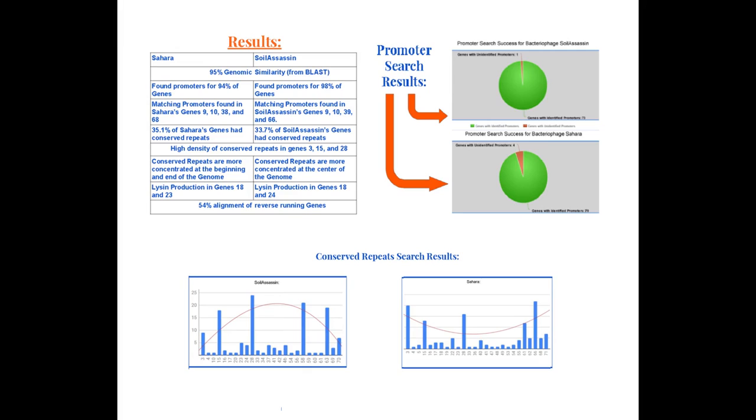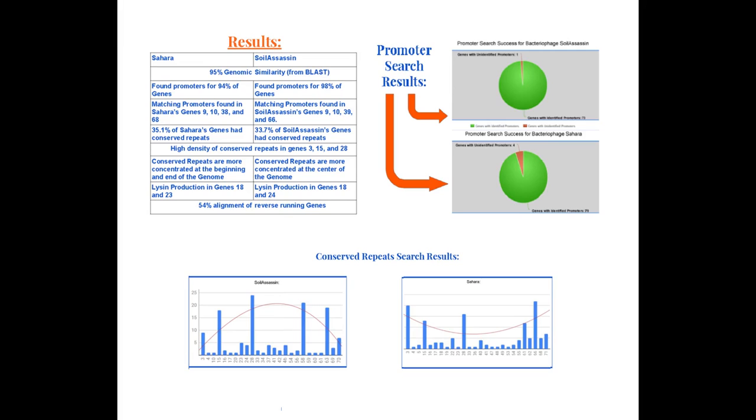In both phages, gene 3 is a portal protein and gene 15 is a tape measure protein. Differently, gene 28's function is unidentified in Sahara, while it serves as a minor tail protein in SoilAssassin. In Sahara, we found that our conserved repeats were more concentrated at the beginning and end of our genome, whereas in SoilAssassin there was a higher concentration of conserved repeats in the middle of the genome.